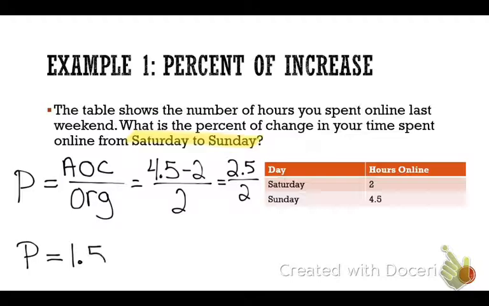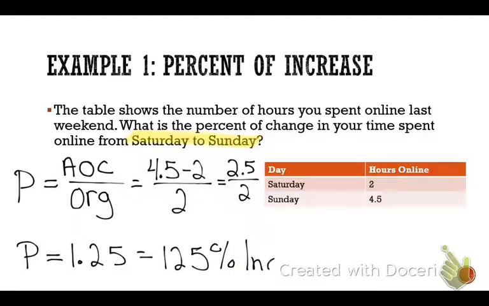Close. Should be 1.5. Oh, I'm sorry. Is it 1.25? Okay, 1.25. But that's not a percentage. The percentage needs to be what? 125%. Yes, 125%. Now, I also need to recognize that from Saturday to Sunday, did my values increase or decrease? It increased.